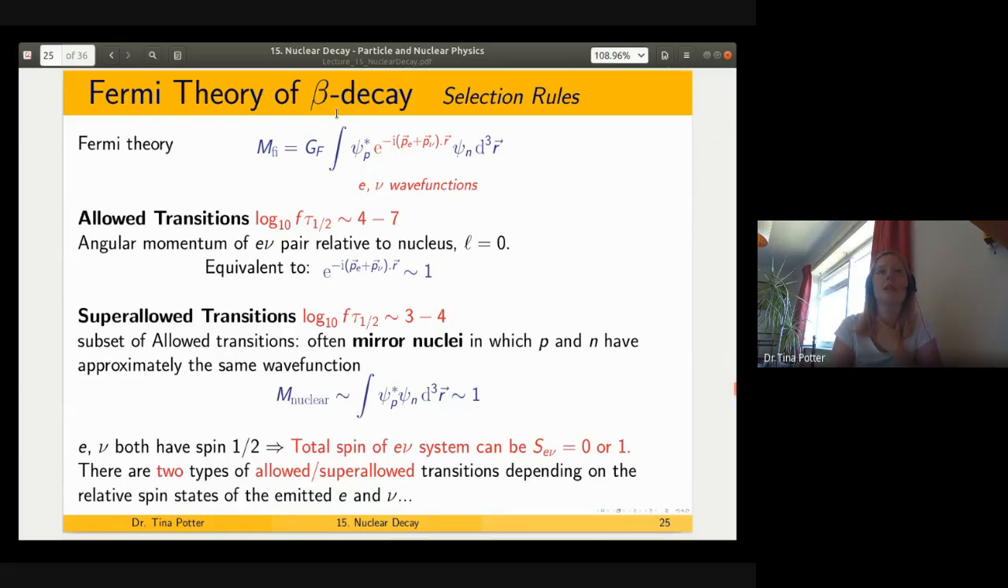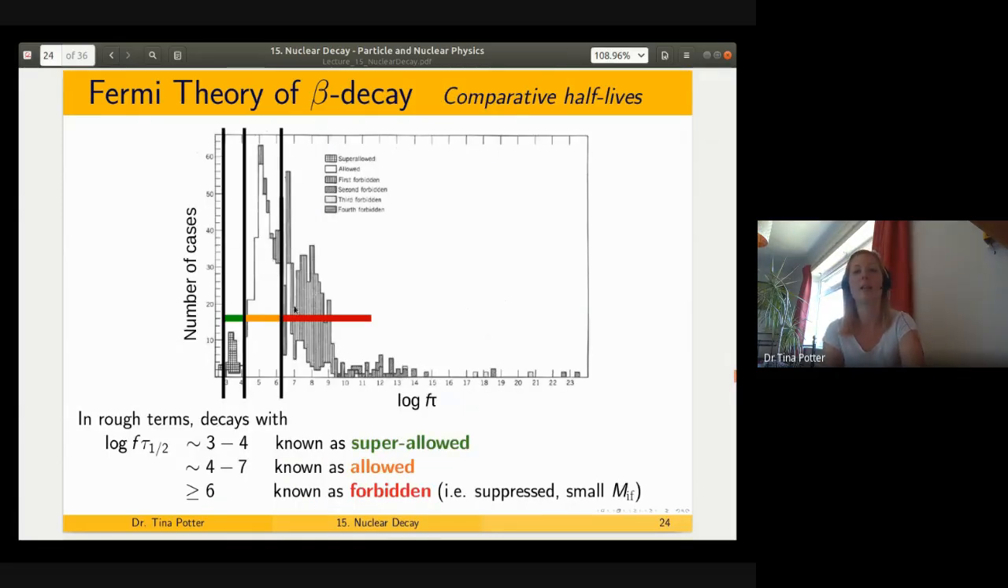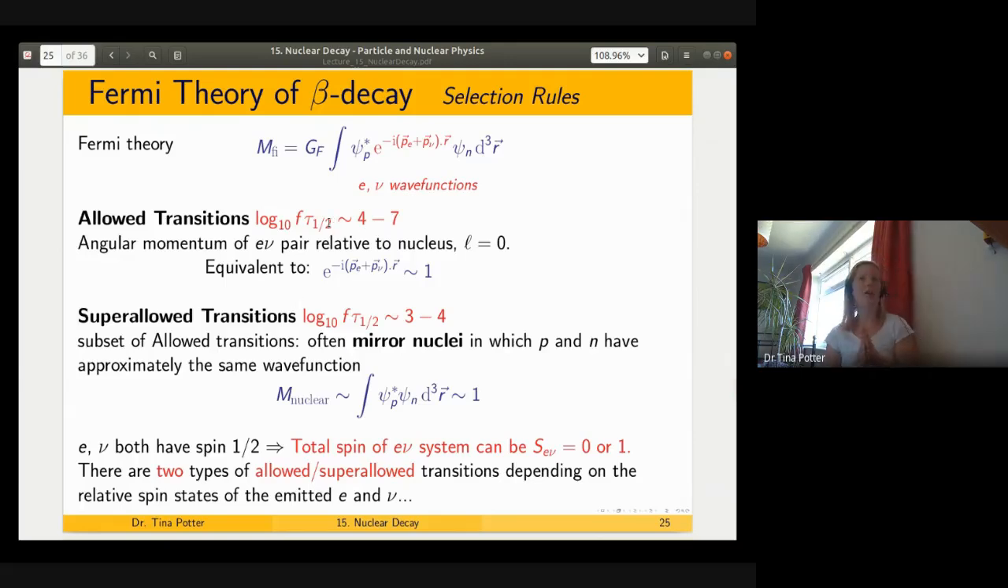Now, we can maybe have some insight here that our allowed transitions, these ones making up the bulk of all of these cases that we actually see around the comparative half-lives of about 4 to 7, are when the electron and the neutrino are released with zero orbital angular momentum with respect to the nucleus, i.e. they're not taking away any orbital angular momentum. And that means the momentum, or P dot R, is 0, and this exponential then is 1. So this exponential basically goes to 1 for our allowed transitions.